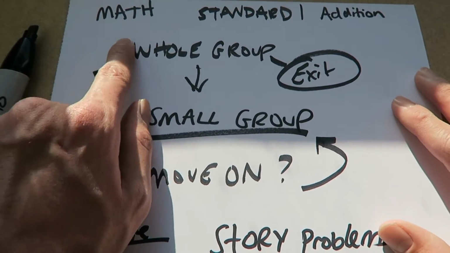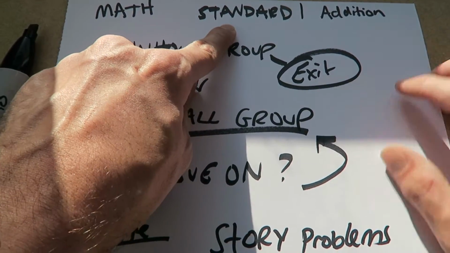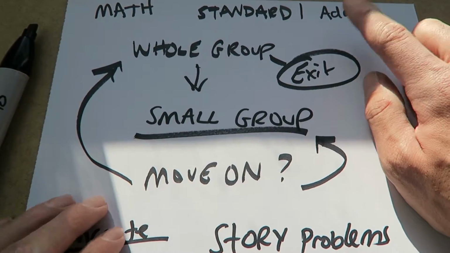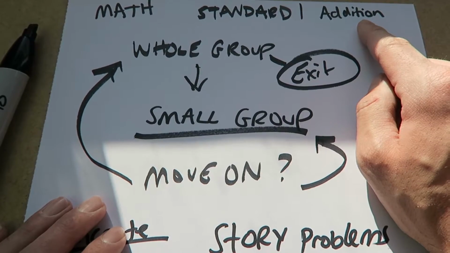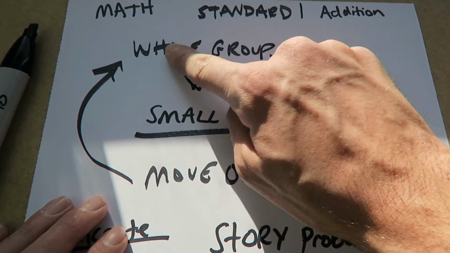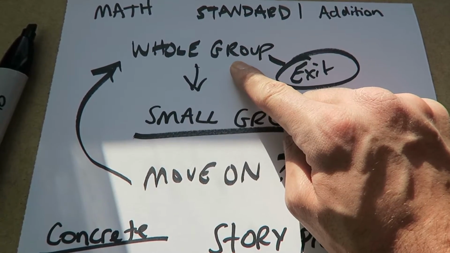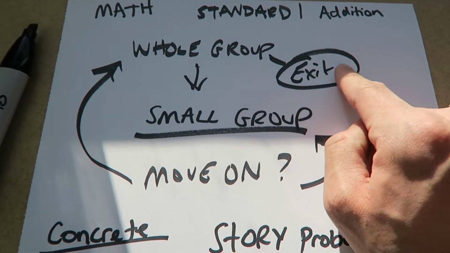So this week for math, the standard that I'm working on is addition. The reason why I'm working on this is because that's what my kids are ready for. They're ready to start addition based on where we left off before Christmas break. Today I'll be planning a whole group lesson that has an accompanying exit ticket.